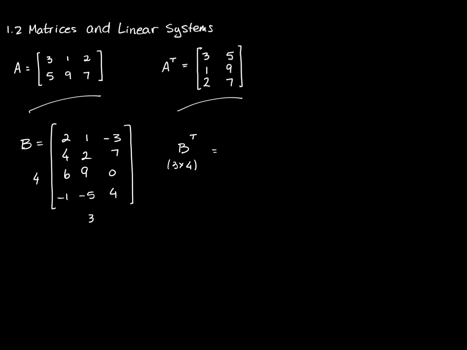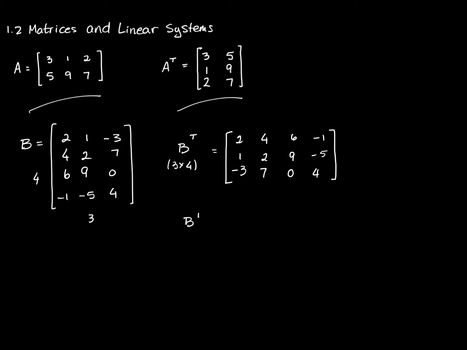I'm going to take each row, starting with 2, 1, -3, and write it as a column. 2, 1, -3. The next row is 4, 2, 7. That becomes my next column. 4, 2, 7. 6, 9, 0 as a row becomes 6, 9, 0 as a column. And -1, -5, and 4. So there's B transpose.